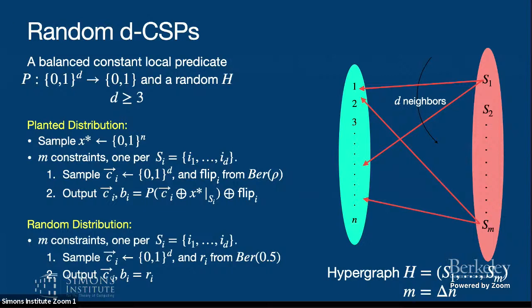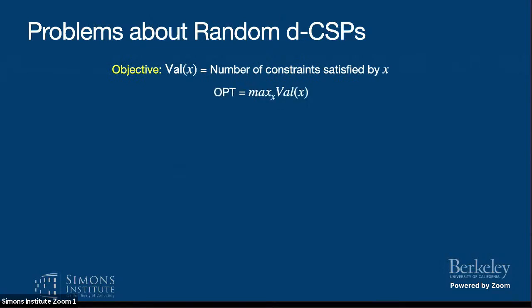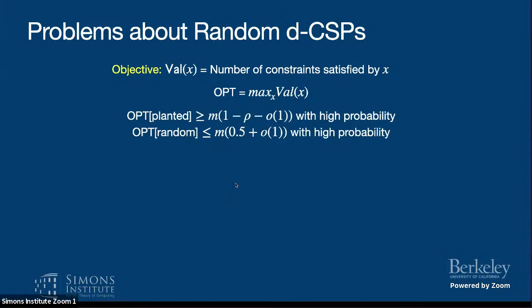So this is the setting of random CSP, and you study a variety of problems concerning this, all dealing with this notion of optimum. The optimum is the objective, which is the maximum number of constraints that can be satisfied by any given input x. So just to make some observations: in the planted case, the number of constraints that you can satisfy is (1 minus rho) times m with very high probability. In the random case, if m is large enough, you can never hope for more than a 0.5 fraction of the constraints to be satisfied by any input. Rho is the probability of flipping, and that's why this rho comes in.